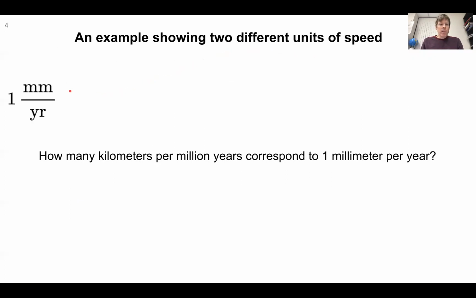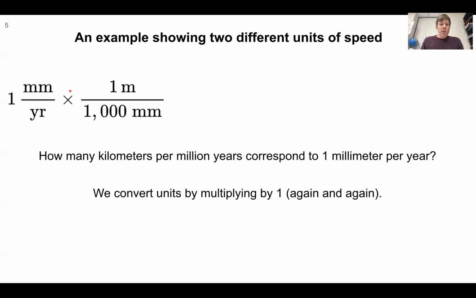So we start with 1 millimeter per year, and we want to convert units by multiplying by 1 again and again. And by 1, I mean the thing on the top, 1 meter, is equivalent to the thing on the bottom, 1,000 millimeters. So this means multiplying by 1. What we choose is a way to get rid of the units. If we want to get rid of millimeters, we're going to put it on the bottom until we find the units we want on top, which is kilometers. So we multiply here, we get meters on top, we put meters on bottom, multiply by 1 here.